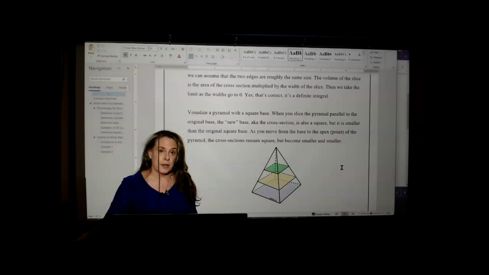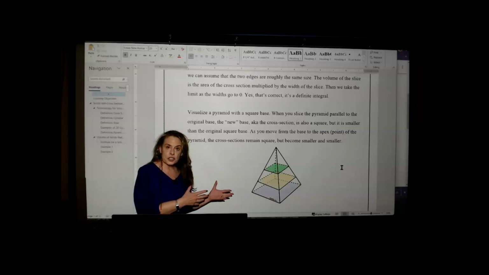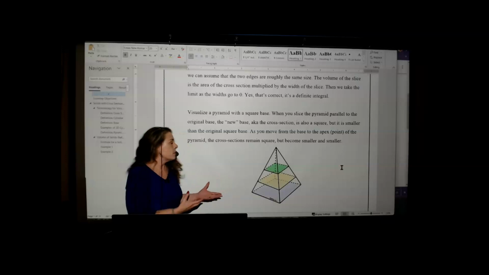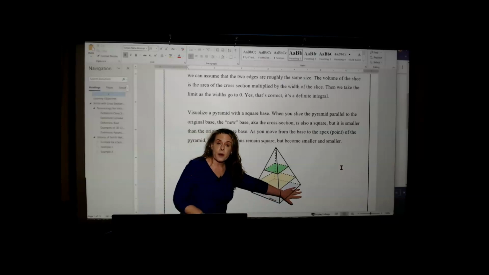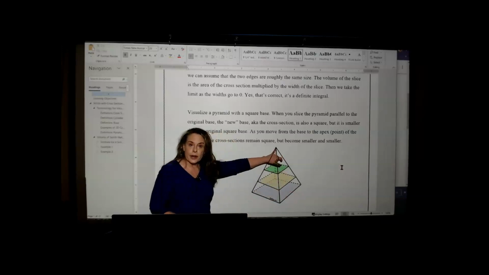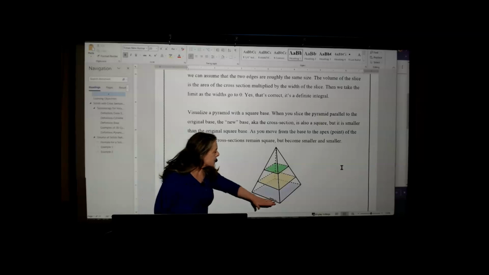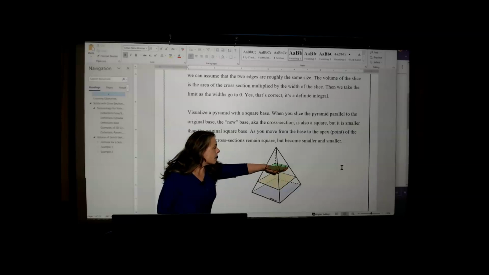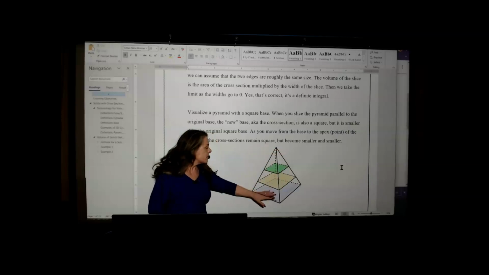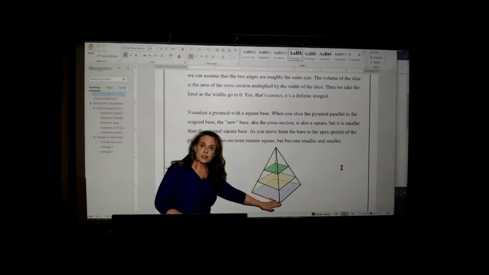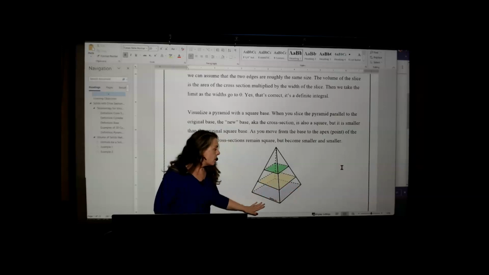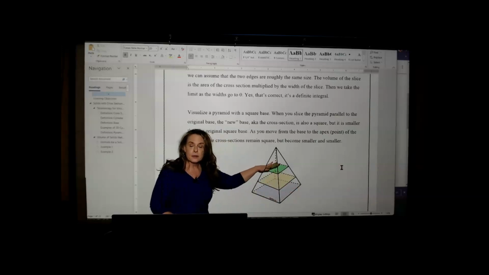Let's take a look at a pyramid. A pyramid is a good shape where we'll be wanting to find the volume of it. In this case, the bottom of the pyramid is in fact a square, and it comes up to a point called the apex. If I slice parallel to the base, the square, I get a lot of other squares, but they get smaller as I go from the bottom to the top. The cross sections parallel to the square base are all squares, but the sizes are changing.